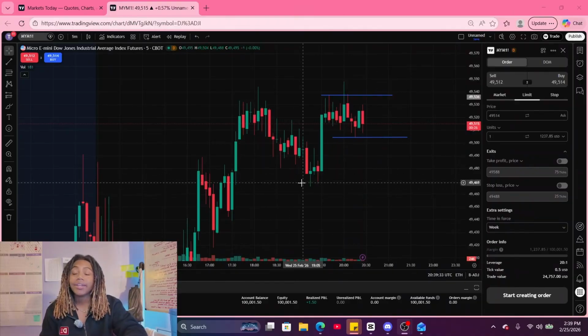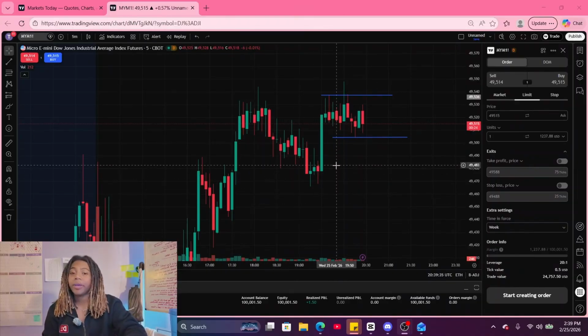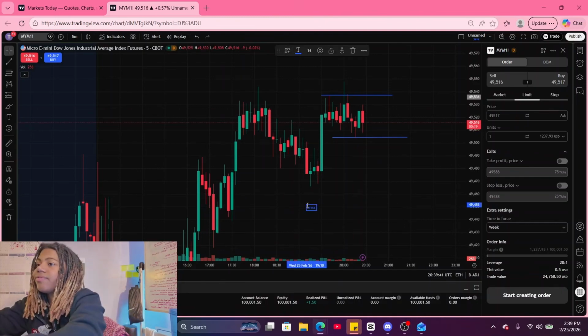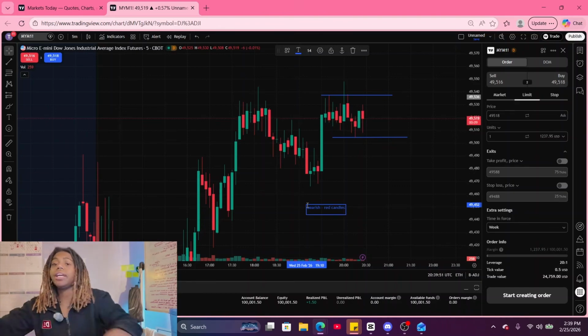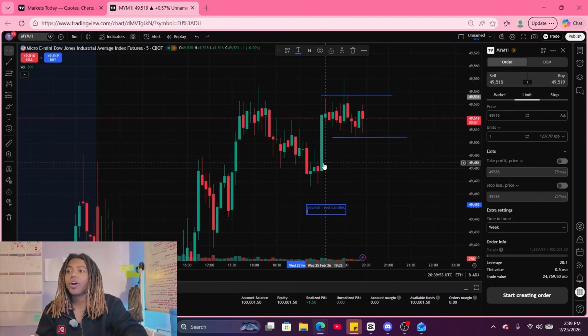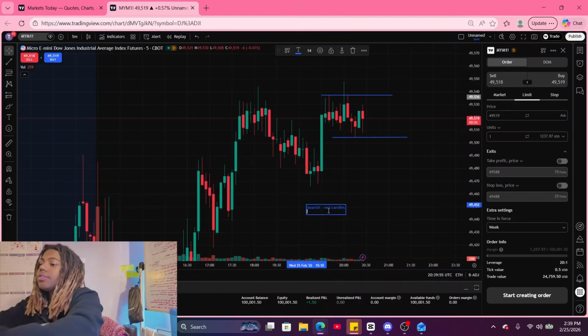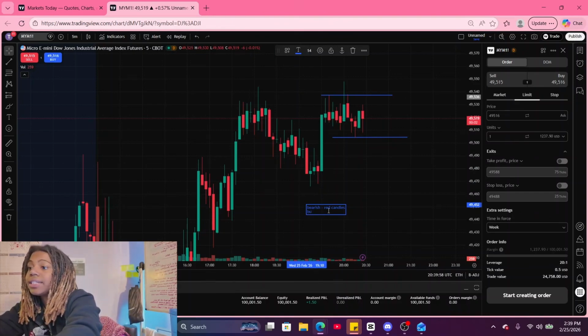Alrighty, so our red candles mean price is bearish. Price has been going down. So let's go ahead and write that. And then we have the green candles, which are our bullish candles, meaning price is going up.